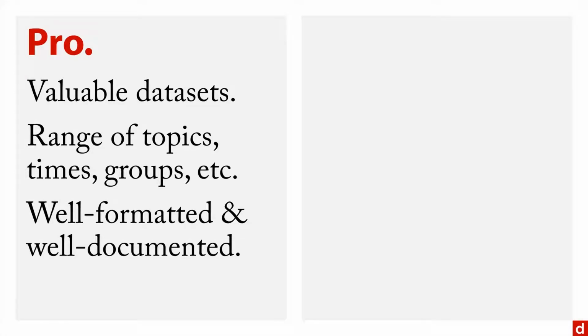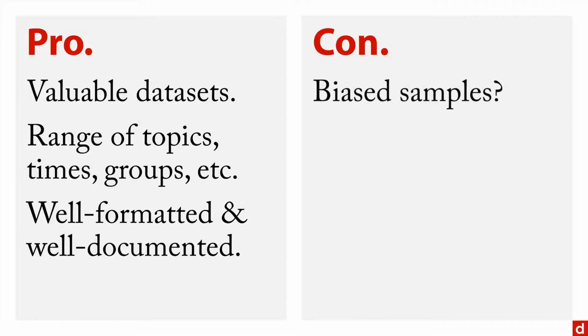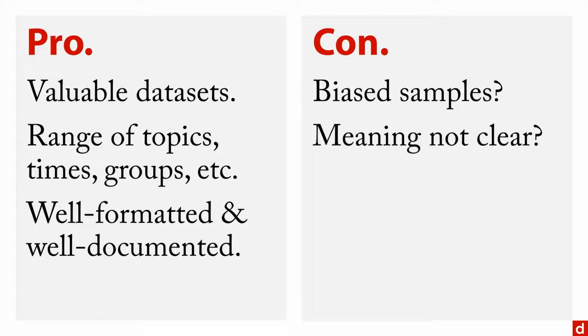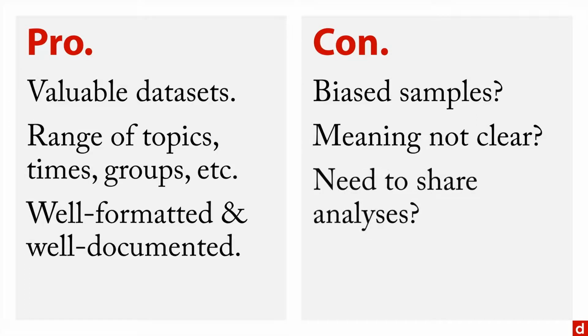There are, however, a few cons. Sometimes there's biased samples. Say, for instance, you only get people who have internet access, and that can mean not everybody. Sometimes the meaning of the data is not clear, or it may not mean exactly what you want it to. A potential problem is that sometimes you may need to share your analyses.